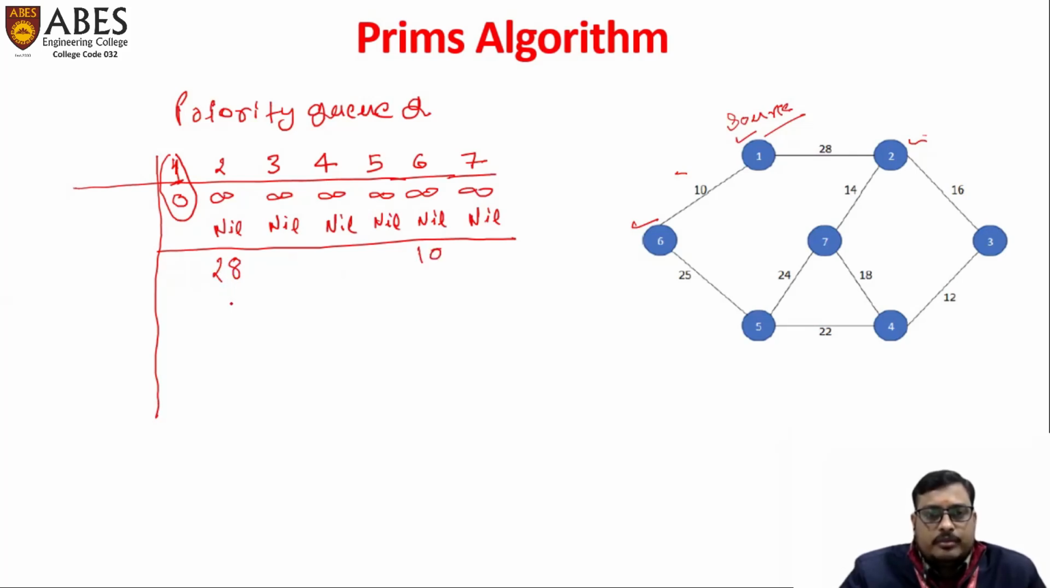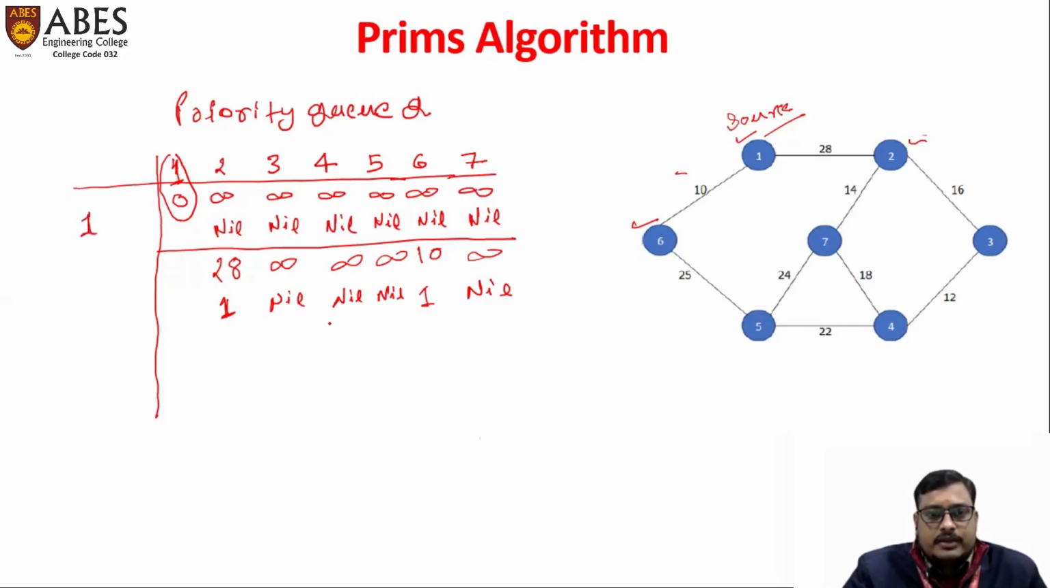And the parent of these vertices will be 1 because we are computing this cost from node 1. So we'll put 1 as the source node for this, and here also 1. And the remaining will be infinity, and the parent will be nil because we don't know who is the source for this. And in the beginning, we have already seen 1 is selected. So here we have vertex 1.